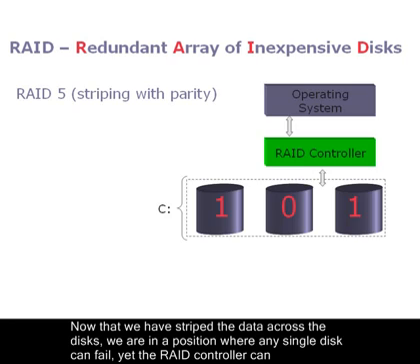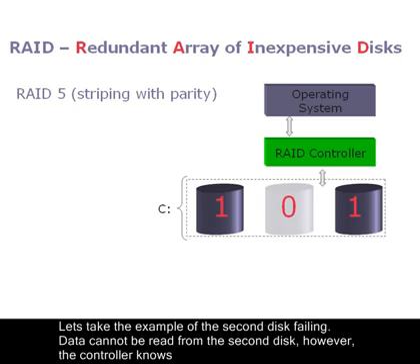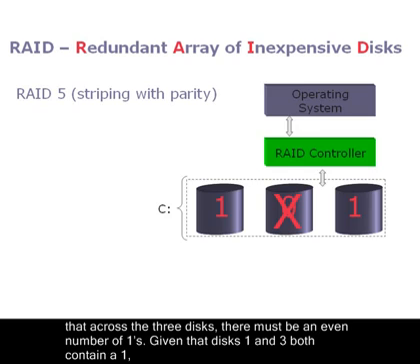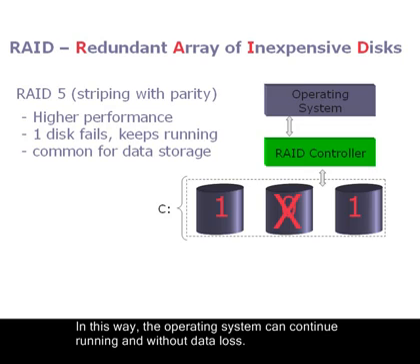Now that we have striped the data across the disks, we are in a position where any single disk can fail, yet the RAID controller can reconstruct the original data. Let's take the example of the second disk failing. Data cannot be read from the second disk. However, the controller knows that across the 3 disks there must be an even number of ones. Given that disk 1 and 3 both contain a 1, the data on disk 2 must be a 0. In this way, the operating system can continue running and without data loss.